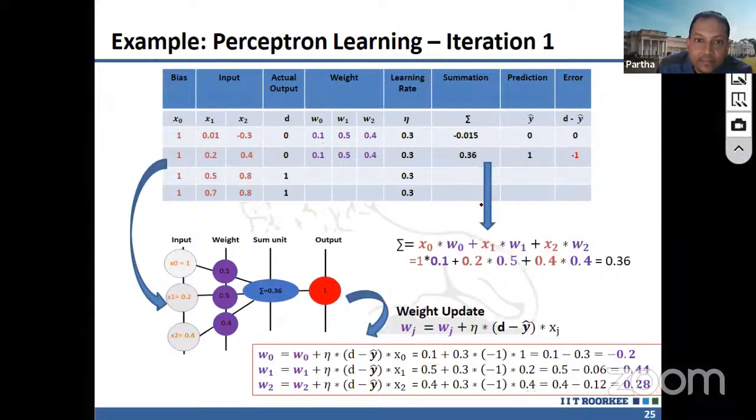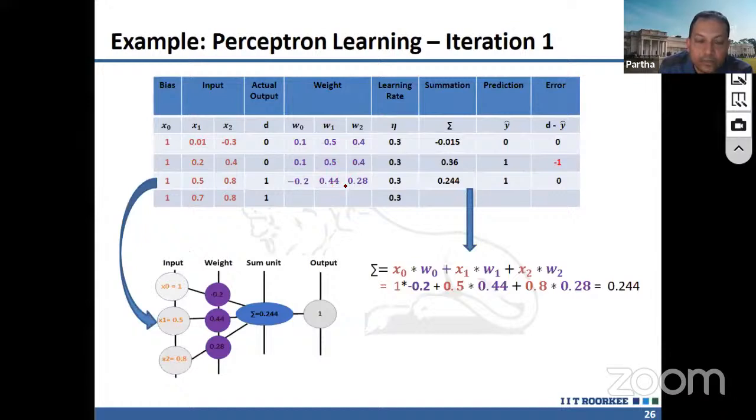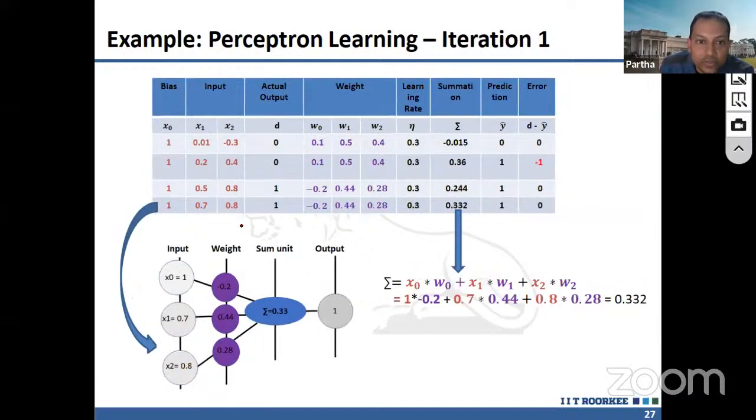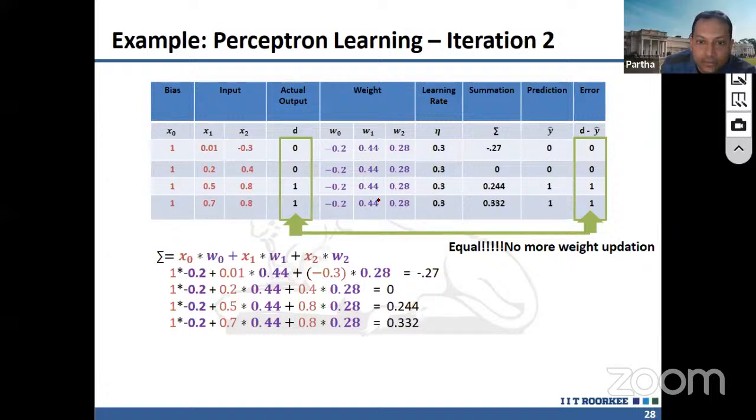So for the next step, my W0, W1, W2 will be this combination, and I have to do it again. With this combination, if I multiply with X0, X1, X2 and see the outcome, my prediction is 1, the same as the ground truth, so there is no error, correct? Then I do this for the fourth example, there is no error, it's correct. I'll be doing this again and again. I have to repeat this process.